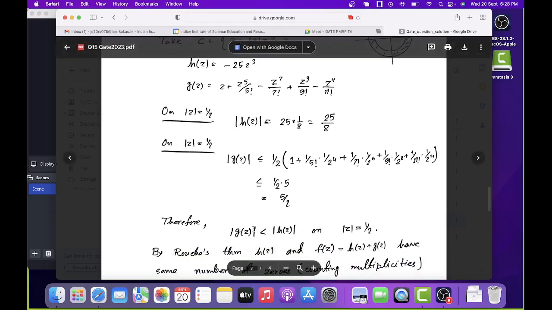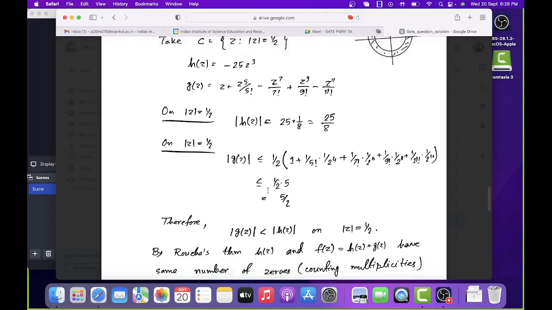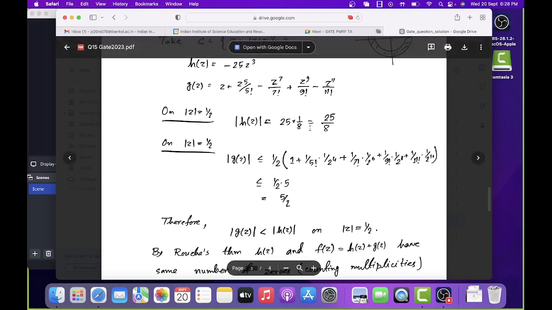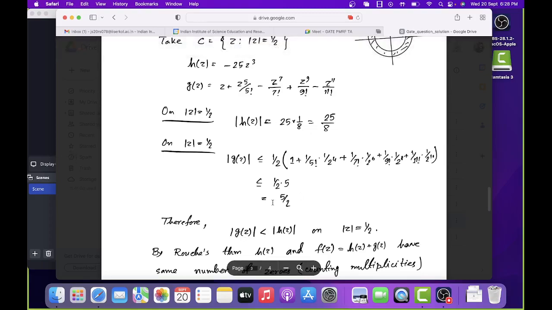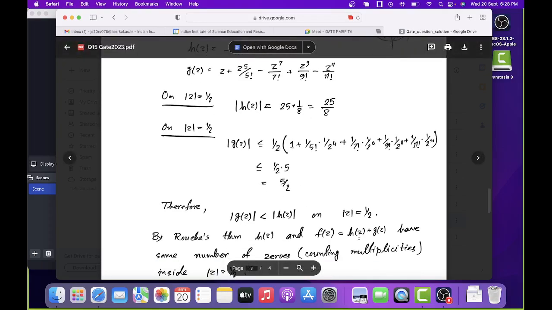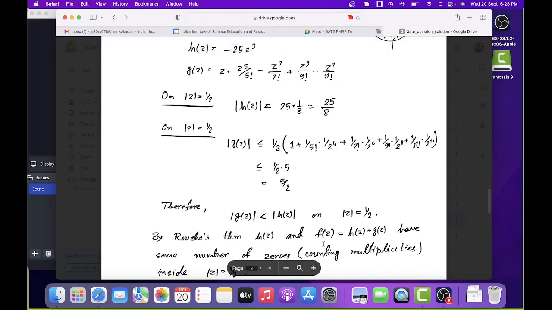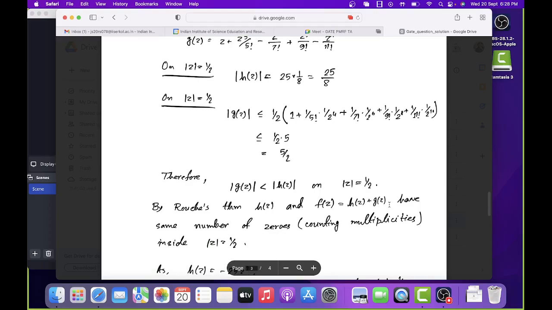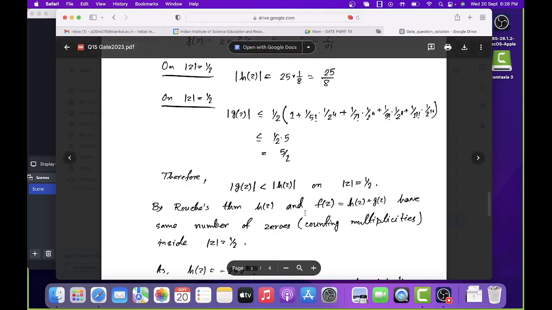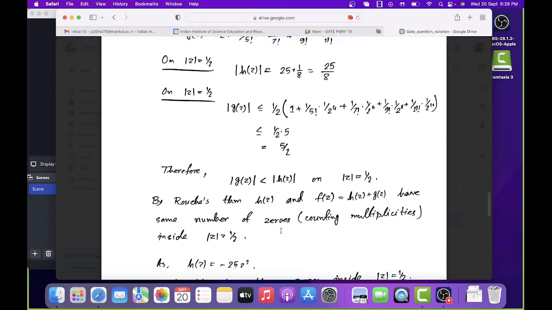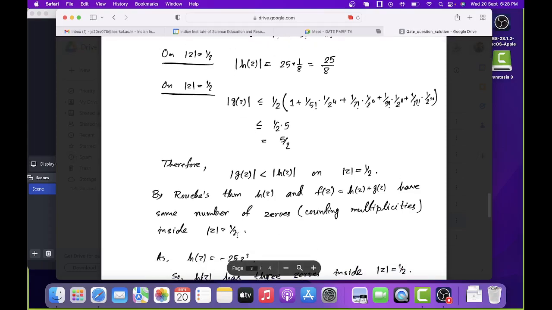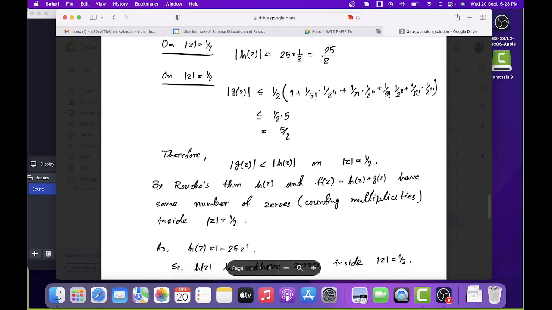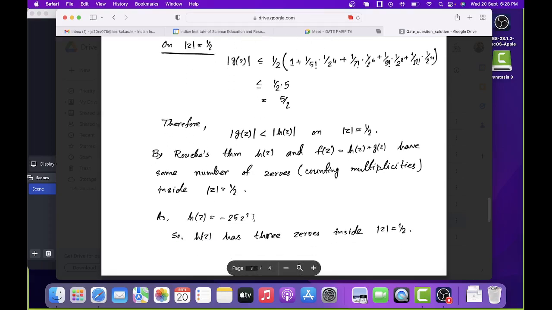So therefore you can compare, right? Now these two. So which is bigger? Mod of h(z) is bigger than mod of g(z) on the circle of radius half. So therefore we can use Rouche's theorem. Using Rouche's theorem, we can say that h(z) and f(z) have the same number of zeros, counting multiplicity, inside mod z equals half. And what is h(z) again? This is minus 25 z cube.